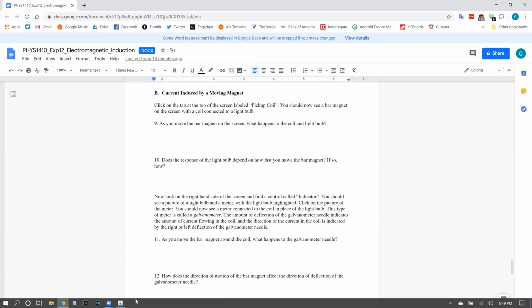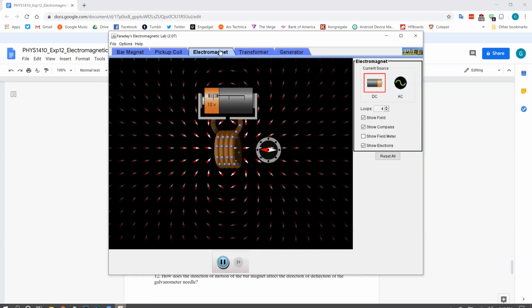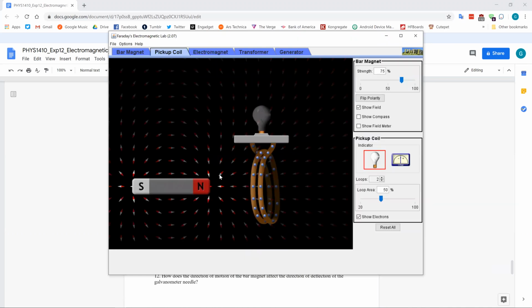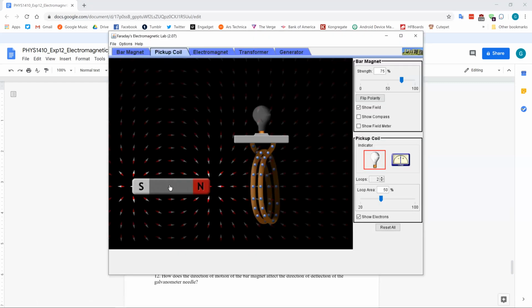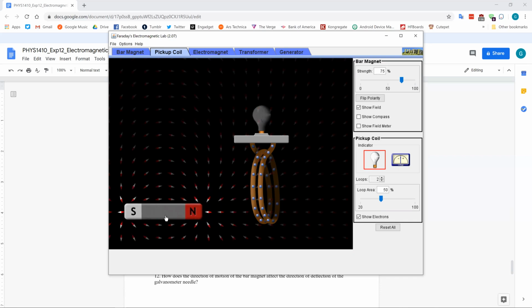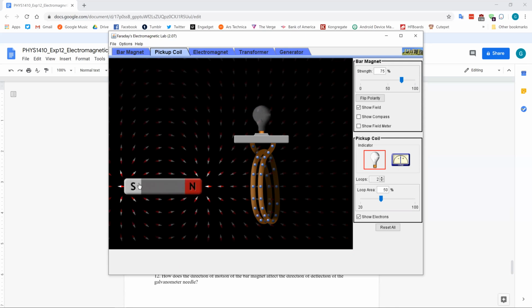All right, so now we'll actually get to the induction part. So we are going to go to the pickup coil. In the pickup coil, we have two coils of wire here, a bar magnet, and a light bulb attached to it. What we want to do is move that bar magnet around and see what happens. As I move this around, I get a little bit of response on the light bulb, but over here it's not tremendous because the magnetic field is relatively weak.